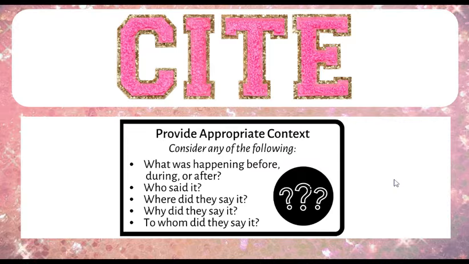So first you want to provide some context. Like what was happening in the text before, during, or after your quote. If it's something that somebody said, who said it? Where did they say it? So where were they when they said it? Why did they say it, and who did they say it to, so that it makes more sense why you have this random quote inside your answer.